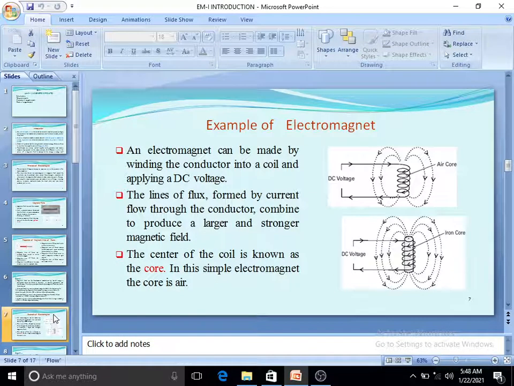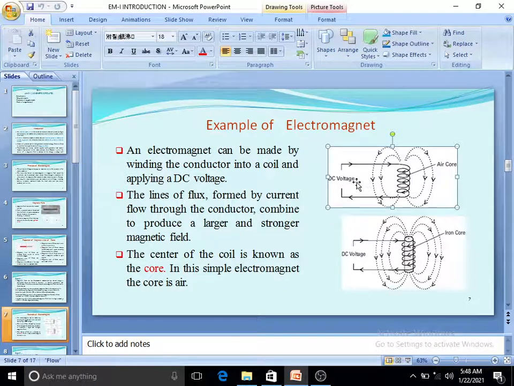Next, examples of electromagnets. An electromagnet can be made by winding a conductor into a coil and applying a DC voltage, right? If you want to create an electromagnet, take a conductor and twist it in the form of a coil, which is nothing but an inductor. Just apply a DC voltage, meaning pump a small amount of DC current, and then automatically the electromagnet will be generated. In the first diagram we haven't taken any core, so air is acting as the core.